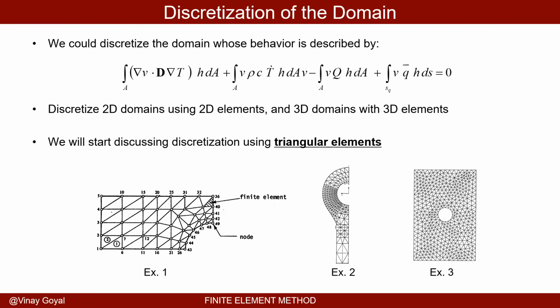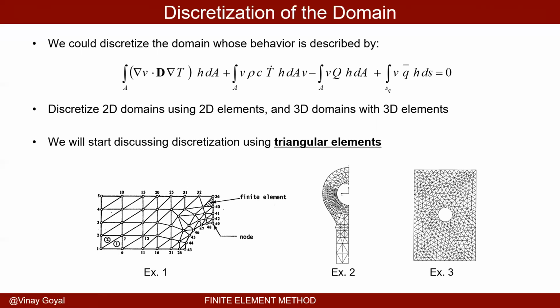So we could discretize the domain, and we know this is a weak form of the problem. We can discretize the 2D domain using 2D elements and 3D domains using 3D elements. So let's look at how you will go about using triangular elements. You can see here a domain in example number 1, and you can see triangles are being used to divide the domain into subdomains. And you can see that a single element here is this triangle. That triangle is a finite element.